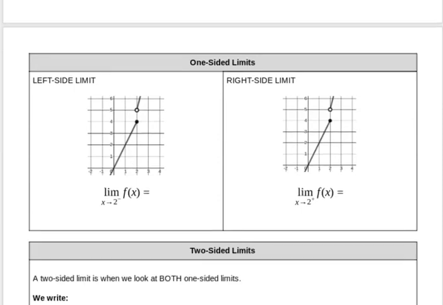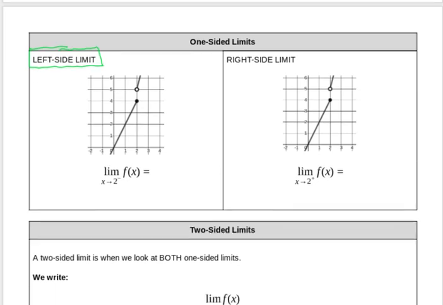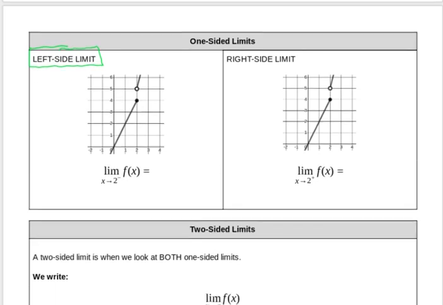So let's take a look here at these one-sided limits first. For the left-sided limit, take a look at this limit notation down here first. The limit of f of x as x approaches 2 from the left. The way that we symbolize that is by putting this little minus sign up at the top here. So a left-sided limit means that we need to put that little minus sign.